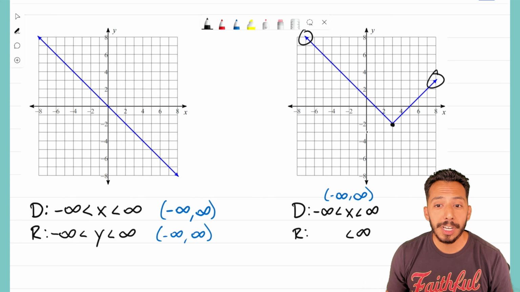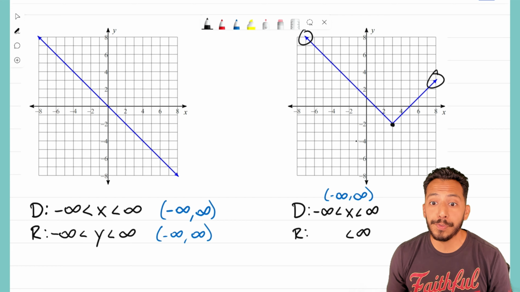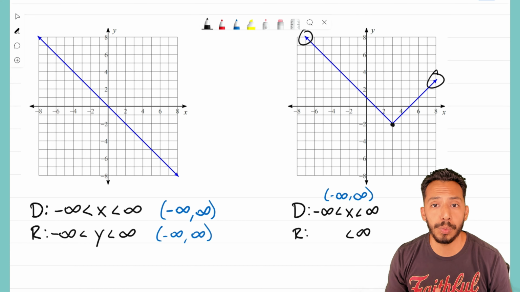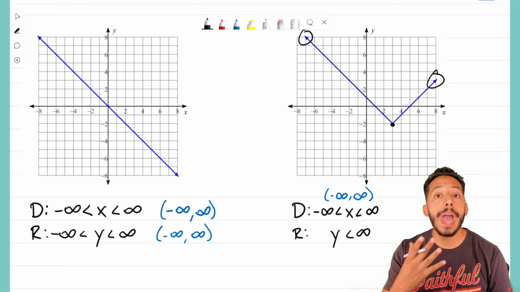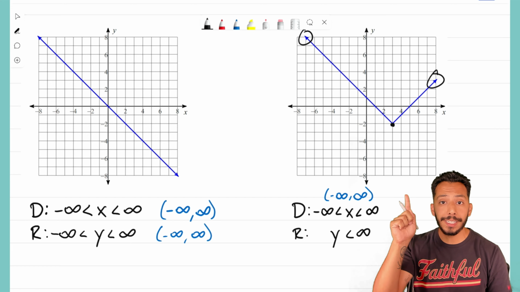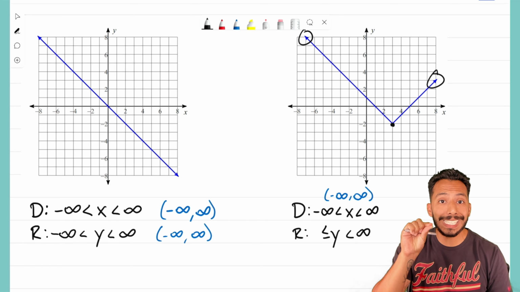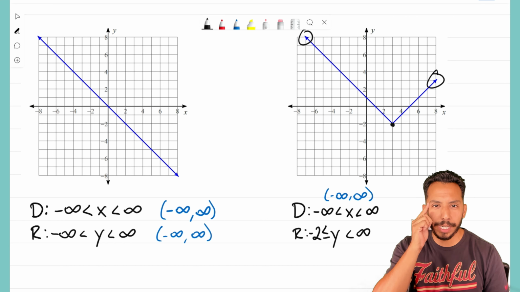For this graph, -3 is not a possible output. Do you see that the graph does not exist at -3? And it also doesn't exist at -4 or -5 or -6 or -7. It doesn't exist for any values less than -2. So how do we write this? Well, let me put that y in there. We would say that the outputs are going to exist when y is greater than or equal to, because it works when it's equal to -2. Okay, I hope that makes sense in your brain a little bit, right?